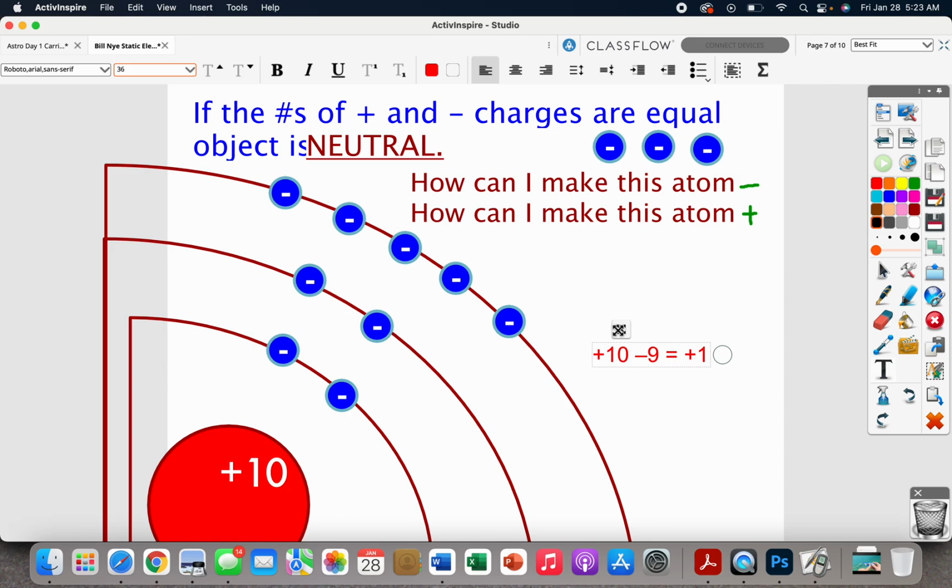And so notice that I can determine whether the charge is positive or negative by moving electrons, okay? I'm not actually moving any protons. If I add electrons, I can make something negative. If I take electrons away, I can make something positive.